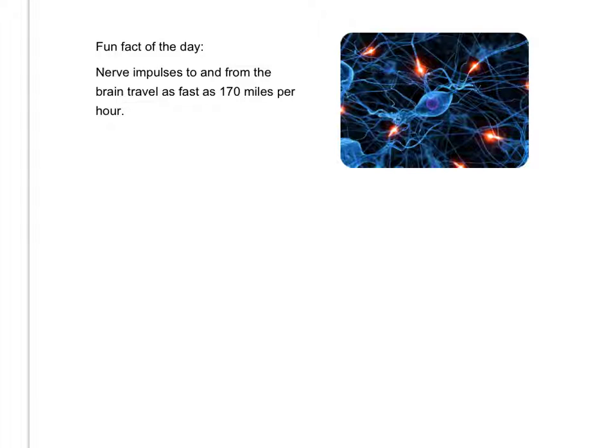nerve impulses to and from the brain travel as fast as 170 miles per hour. This image is a computer-generated image about your nerves in your brain and what happens, and nerve impulses are the messages that they send to your brain when something happens. Like if you touch a hot stove, your nerve will send an impulse to your brain saying, ouch, I should take my hand off of that. Okay? So that's what that means.